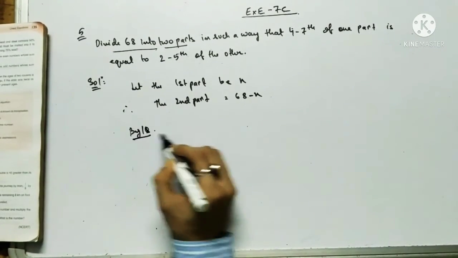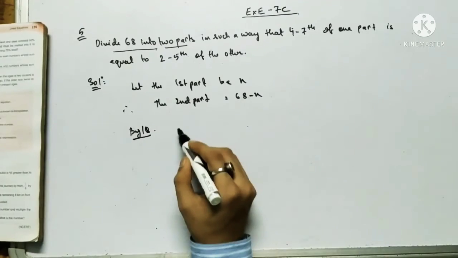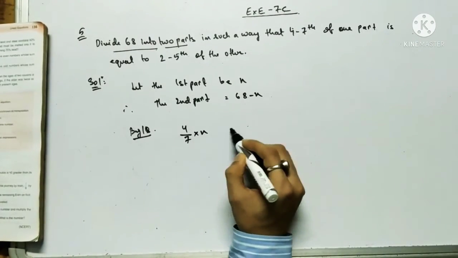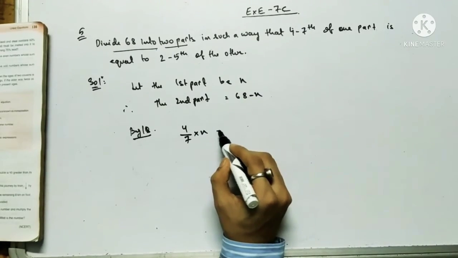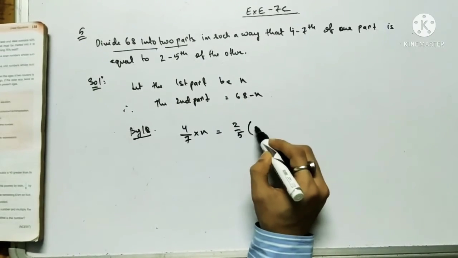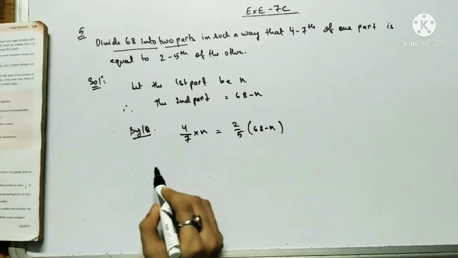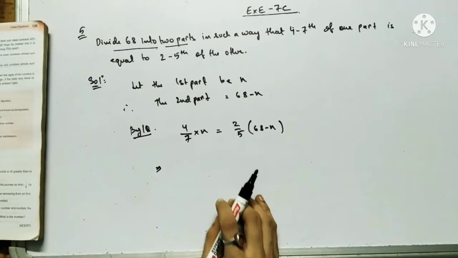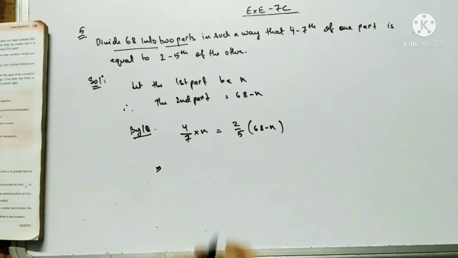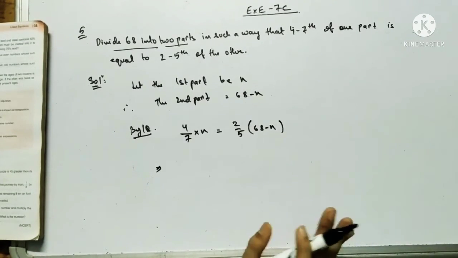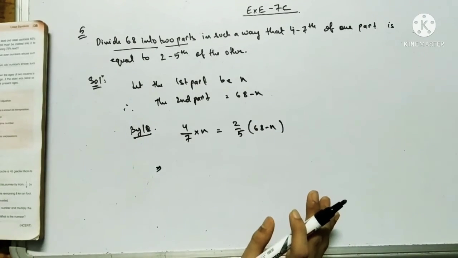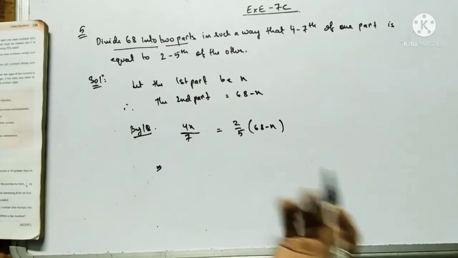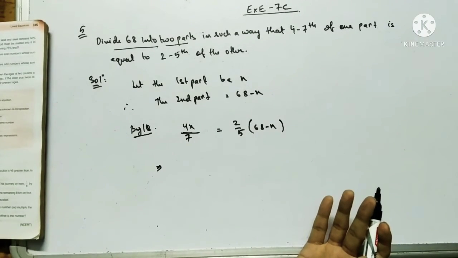Now directly you write by the question: 4/7 of x, 4 by 7 into x, equals 2/5 of 68 minus x. Always remember, with a fraction, if you multiply a number, that number is multiplied to the numerator, not the denominator. 4 by 7 into x or 4x by 7, same thing.